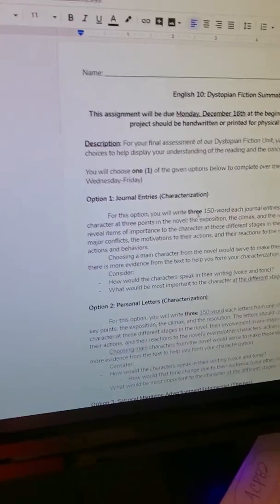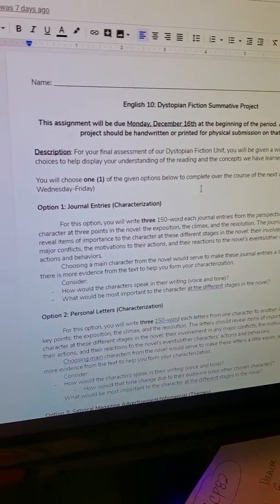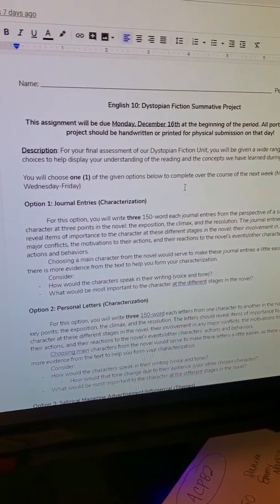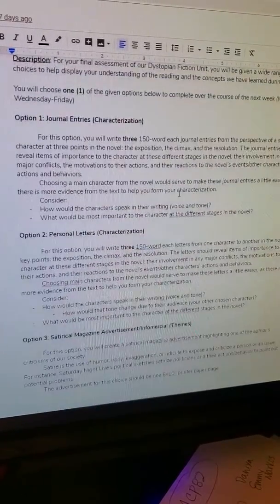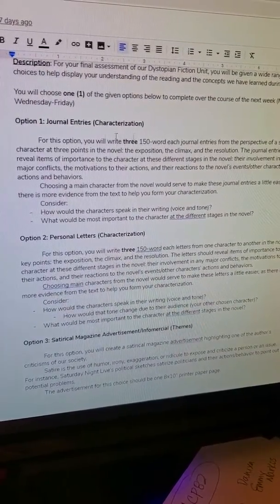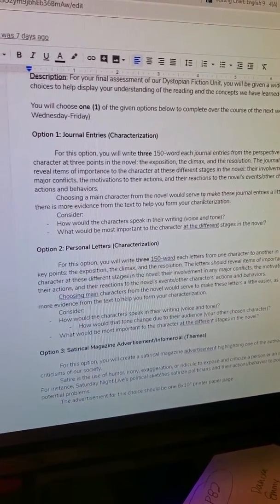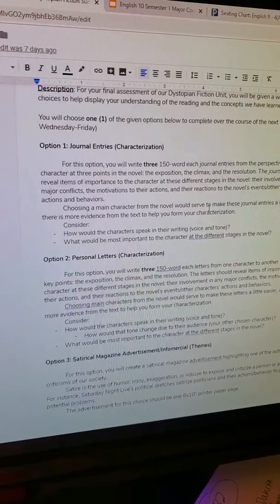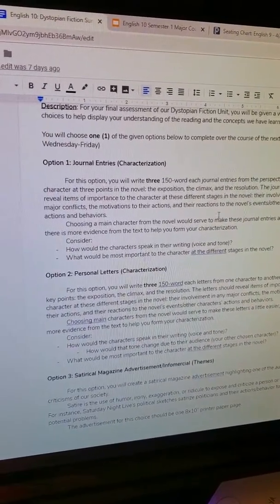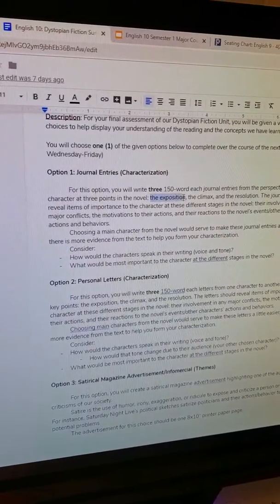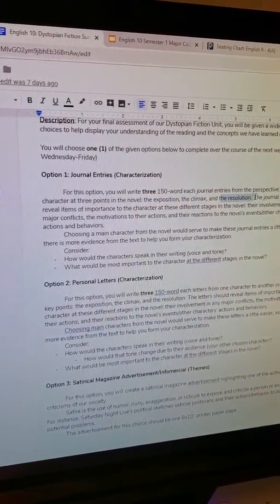So, Anaya, for the project, if you look at the handout that you were given, you can see that there are 5 options, and they're all going to be focused on your dystopian fiction book. The first option is the journal entries option. You would write a 150-word journal entry, 3 times, from different points in the novel. So you'd write 1 journal entry from the exposition, 1 from the climax, and 1 from the resolution.